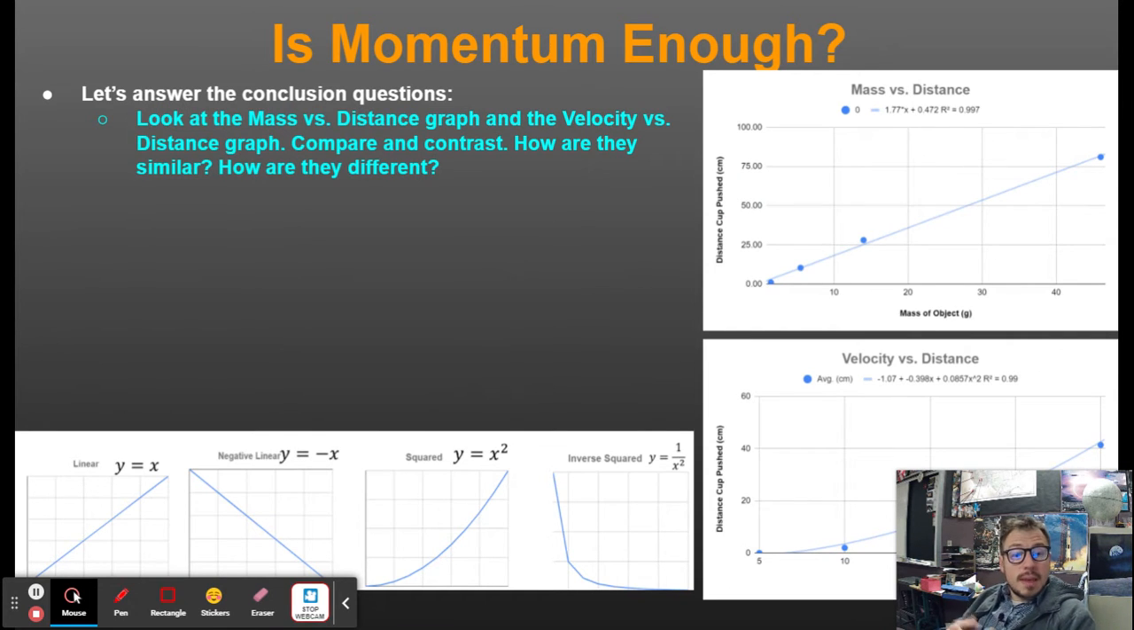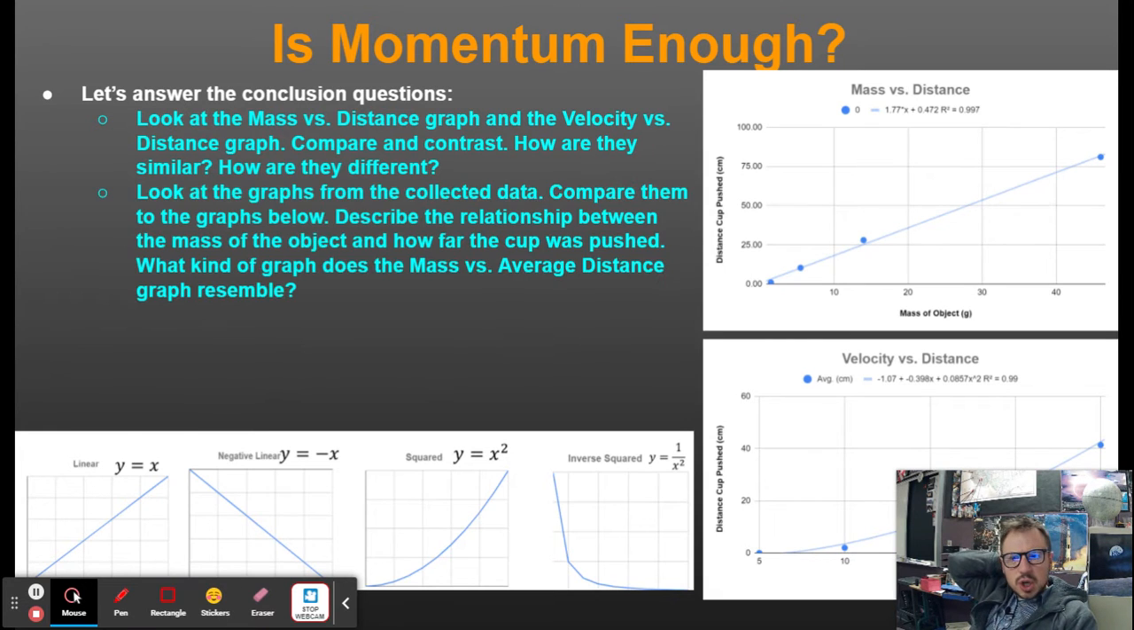So yes, if you increase the mass of that object, it's going to increase how far that cup is pushed. If you increase the velocity, well, it's also going to increase how far that cup is pushed. Well, how are they different? Well, they have different shapes. You can see here that the top one is a straight line and the bottom one is curved a little bit. So let's look at the mass versus average distance.